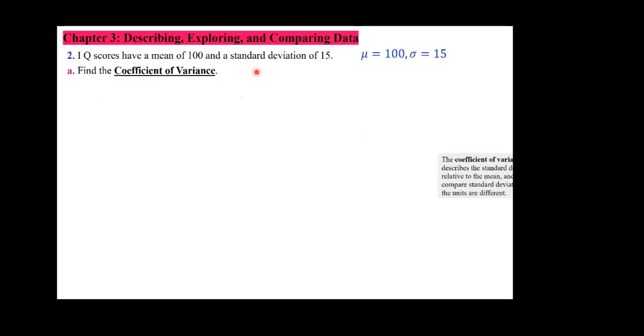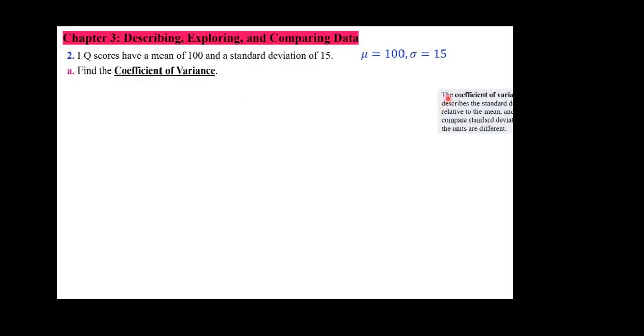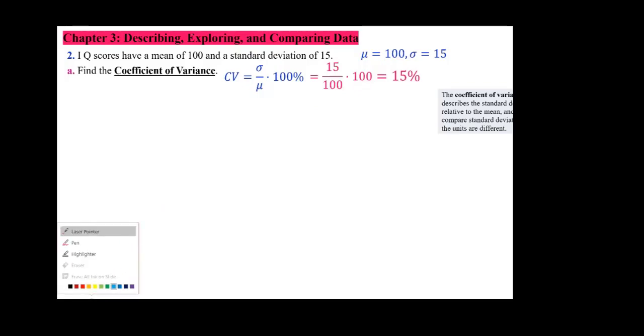We are interested in finding the coefficient of variance. So what is coefficient of variance? The coefficient of variance, or CV, describes the standard deviation relative to the mean. That's the ratio of the two, and is used to compare standard deviations when the units are different. So in this case, the ratio of sigma and mu is the answer. So 15 to 100, which becomes 0.15. However, we represent it as a percentage. So 15 over 100, which is 0.15, becomes 15%. Please understand, times 100%. I can't emphasize this enough. Times 100%. So 15%.